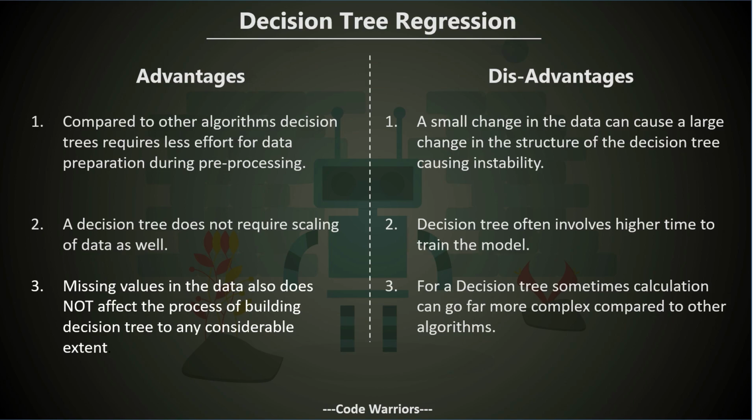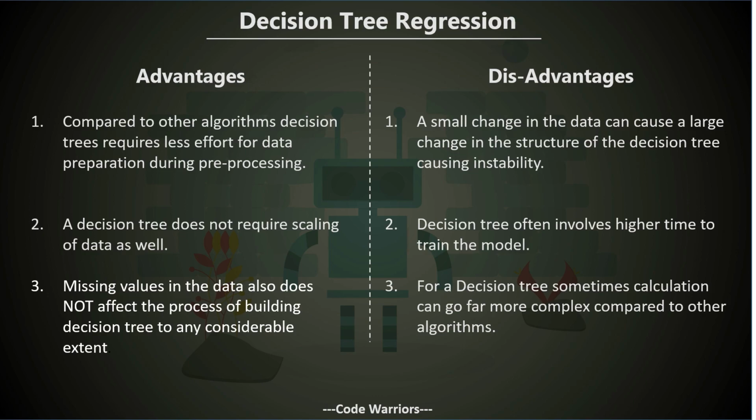And the third advantage is that if there are any missing values in our data set, it does not affect the training of our decision tree model. So it's also handy if there are some missing values and we have forgotten to handle them, then the decision tree won't be affected by these missing values. So these are the advantages, and in short, these advantages are mostly dependent on pre-processing of data.